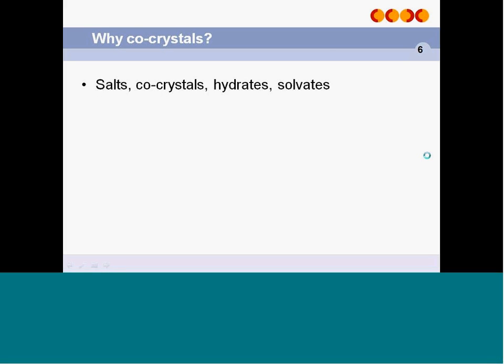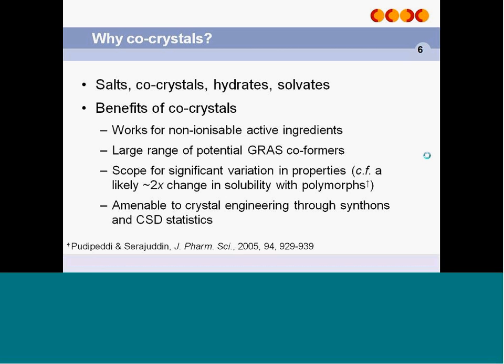So, if we're thinking about other solid forms that are available for an active ingredient, we could talk about salts, co-crystals, hydrates, solvates, but we're going to focus today specifically on co-crystals. I'd like to say that a lot of the techniques I'm going to be talking about are equally applicable to salts and hydrates and solvates. In fact, one of the examples later on is about a salt system. But the specific benefits of co-crystals over these other multi-component systems are as shown on the screen.